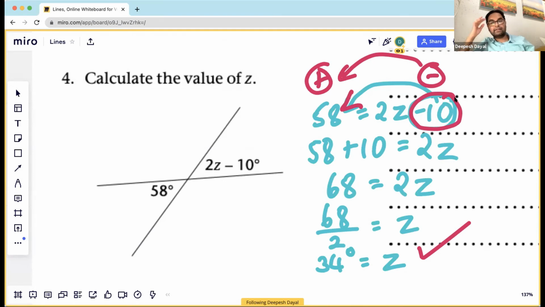Also, are you saying plus? If it was 2z plus 10, yes, then you take it over, it becomes minus. So minus changes to plus, plus changes to minus. Yes, thank you, sir.